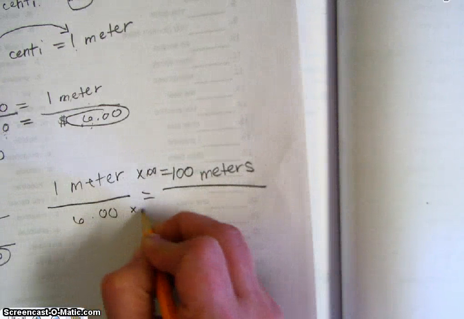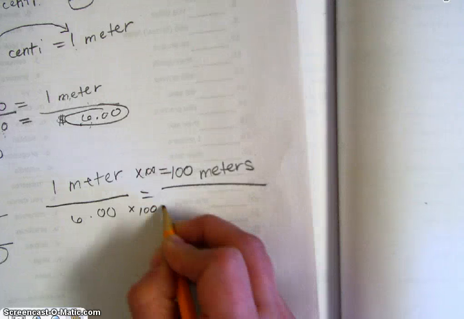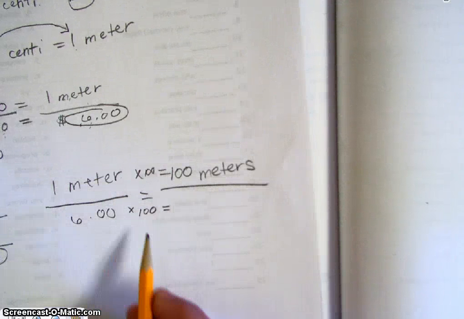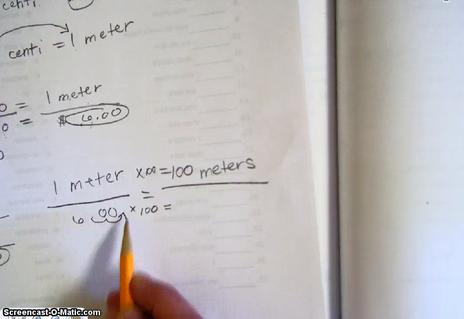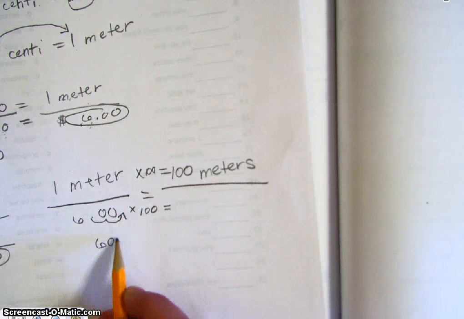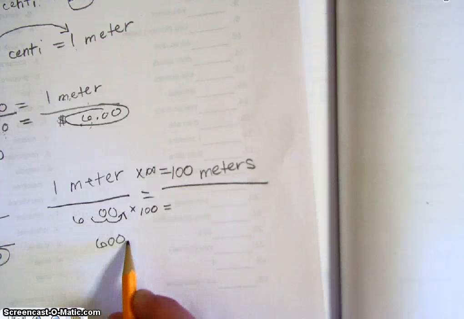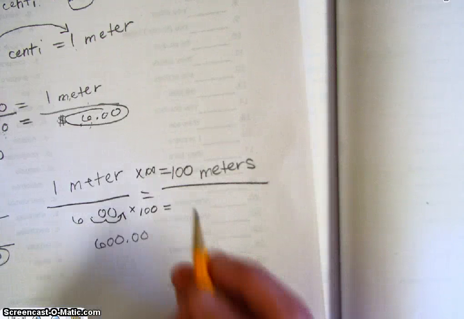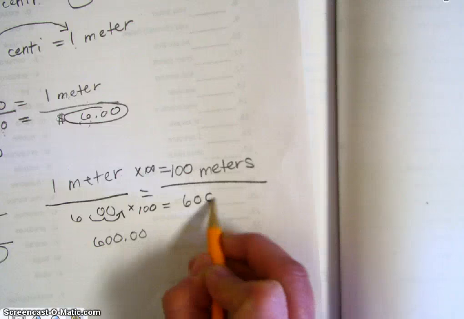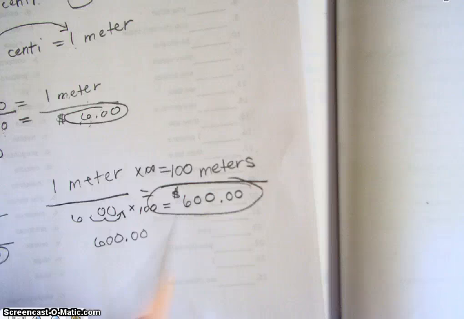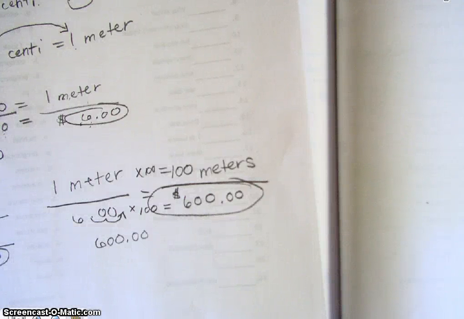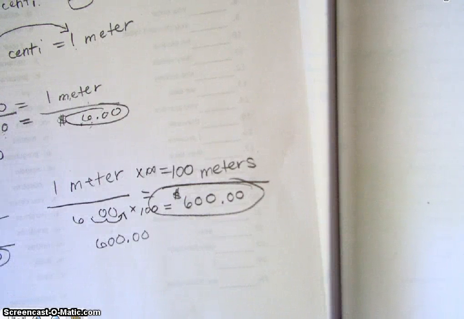So whatever I do to the bottom, I do to the top, and that would equal 2 zeros again. We're moving it 2 places to the right, and my decimal place is here, which would essentially just make it $600. So my answer is 100 meters would be $600, and that's your final answer. Hopefully that makes sense to you. And so I've explained that number 6 right here.